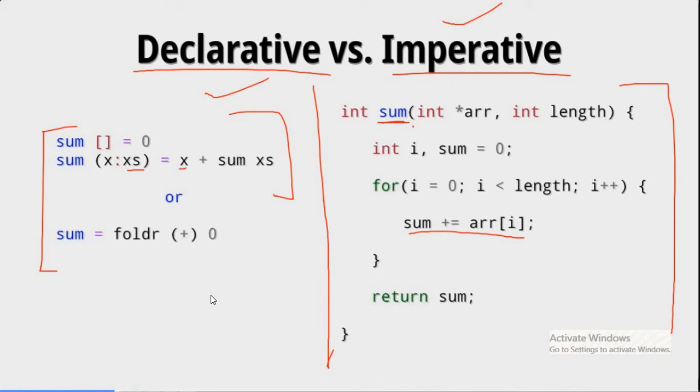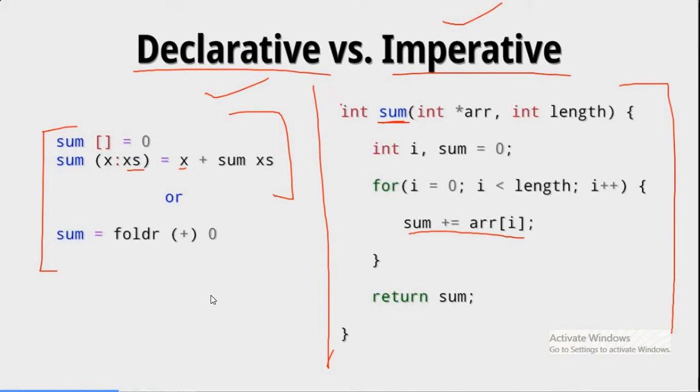In imperative things, we are explaining all the steps, step by step. But in declarative, we are declaring something like this. If the list is empty, then the output is 0. If the list is not empty, suppose this is the first element and this is all the remaining elements, then it works like recursive functions. First, x will be added with the sum of xs.